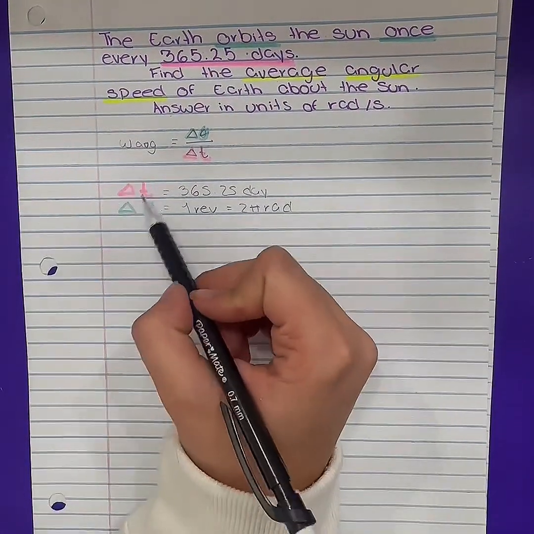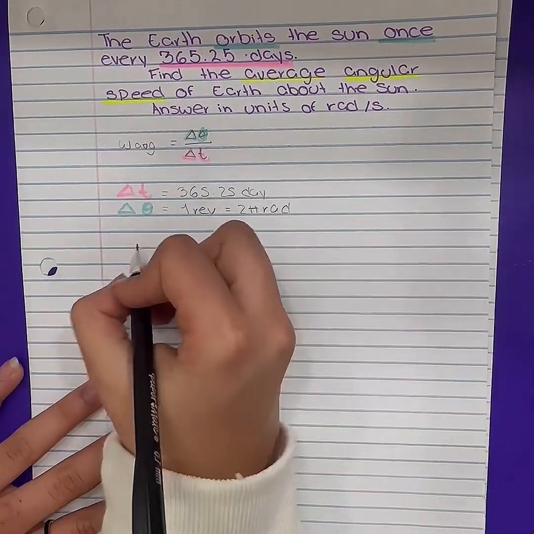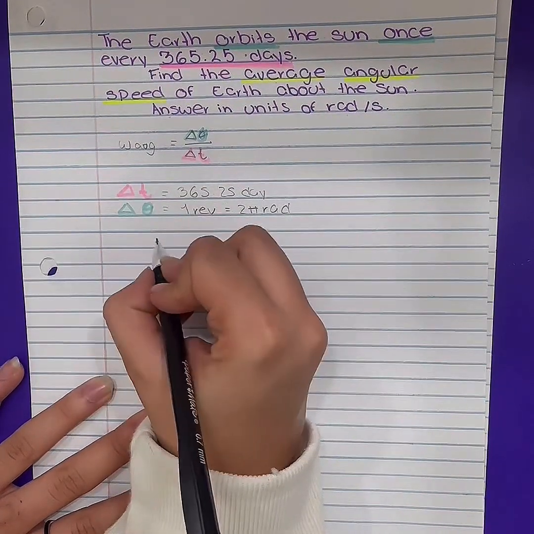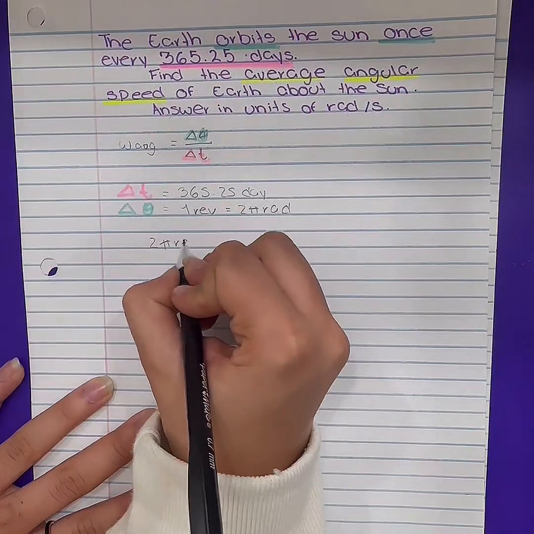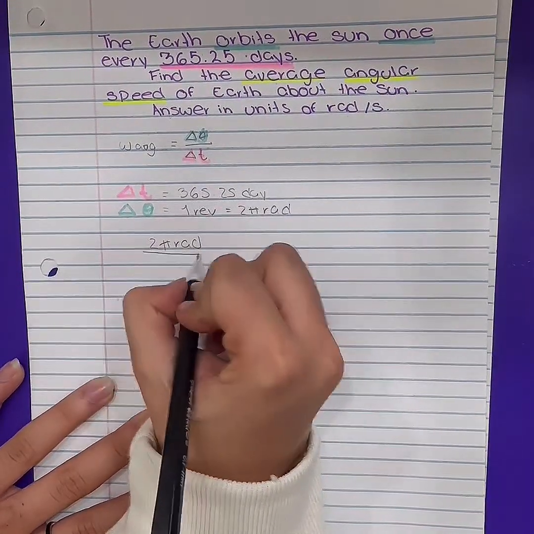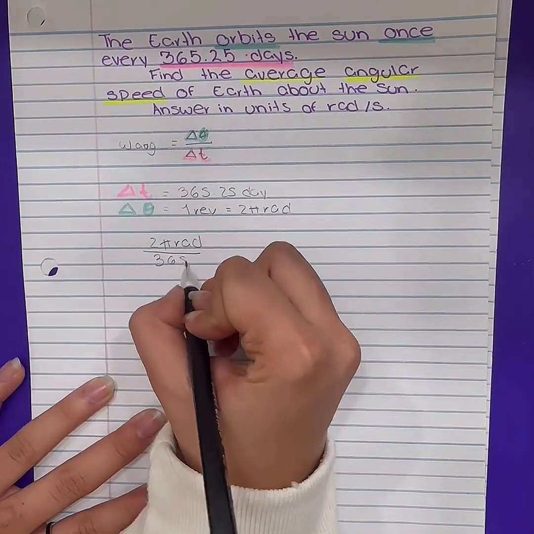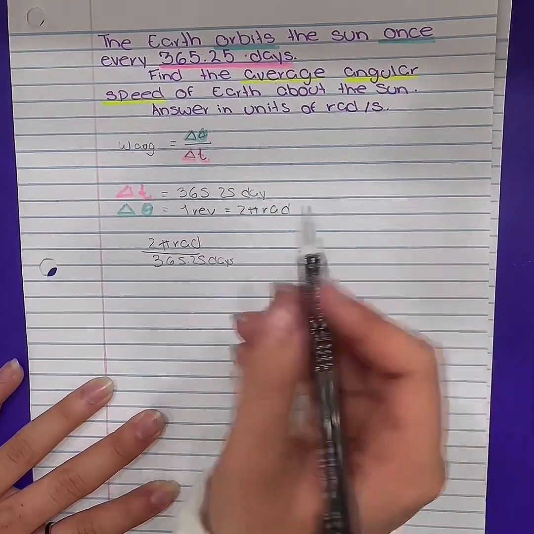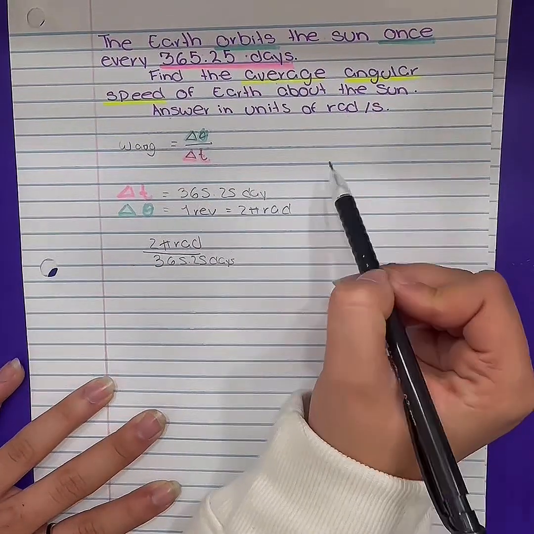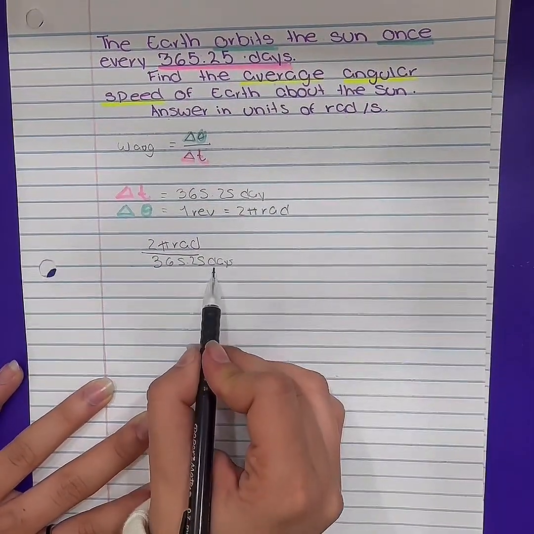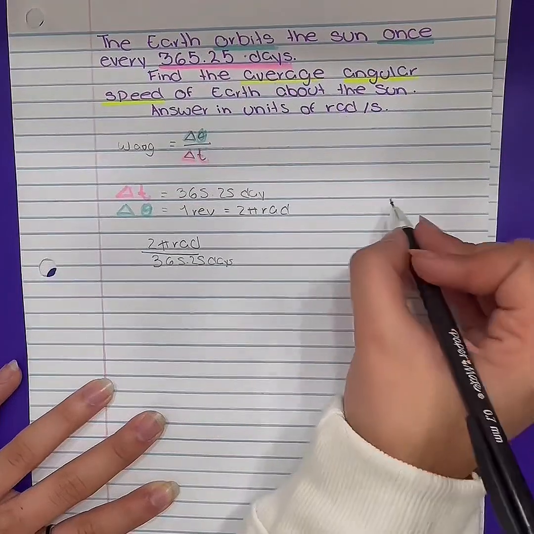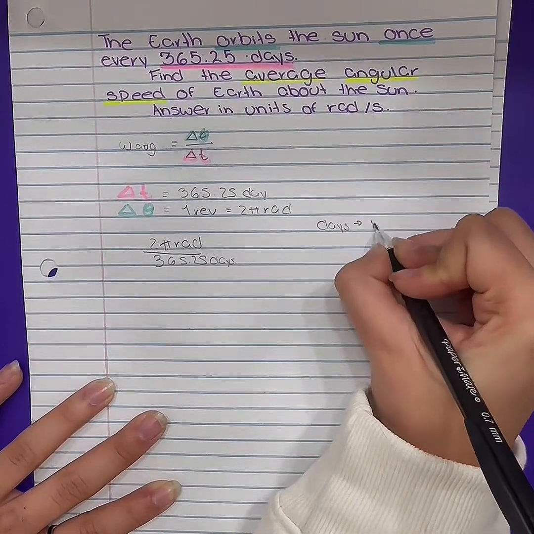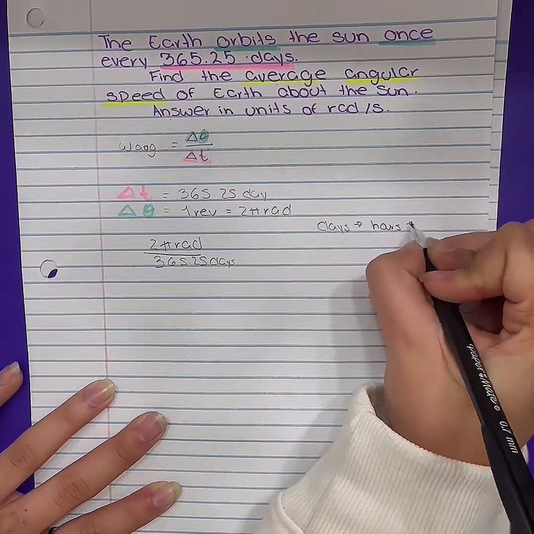Now, we just plug our information into the formula. So we know that delta theta is 2 pi radians over time, which is 365.25 days. Since we want to know the answer in seconds, we need to convert days into seconds. By that, we're going to convert first days into hours into seconds.